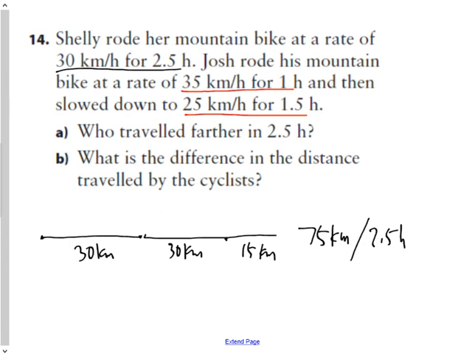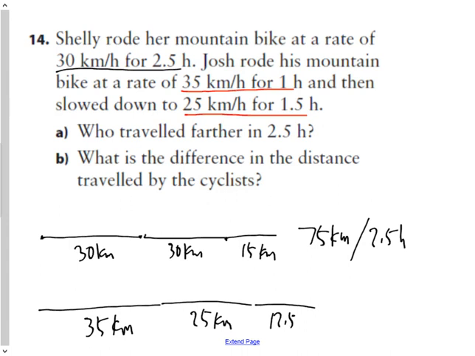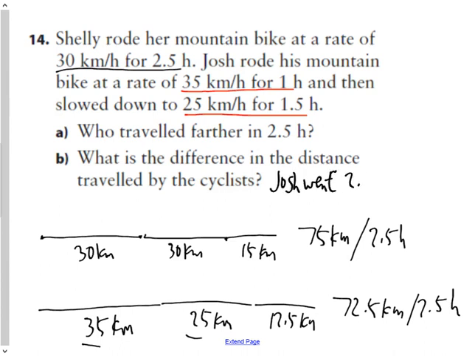Now the other person, Josh, he went 35 kilometers in the first hour. And then he went 25 kilometers in the second hour. And in the next half hour, he went half of 25 kilometers, which is 12.5 kilometers. So he went 35 plus 25, which is 60. He went 72.5 kilometers in 2.5 hours. Okay, what's the difference in the distances? Josh went 2.5 kilometers further.